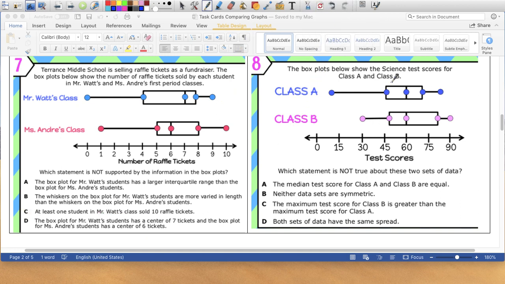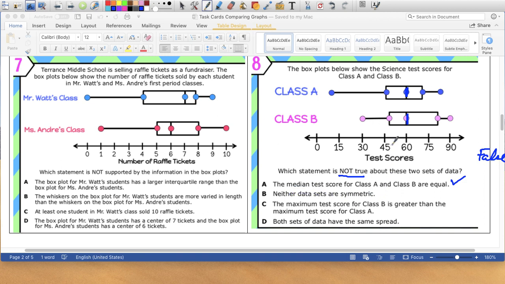8. The box plot shows science test scores. So 2 classes took a science test, class A, class B. We want the one that's false, right? So not true means false. The median test score for class A and B are equal. Is this median and this median the same? That's okay.